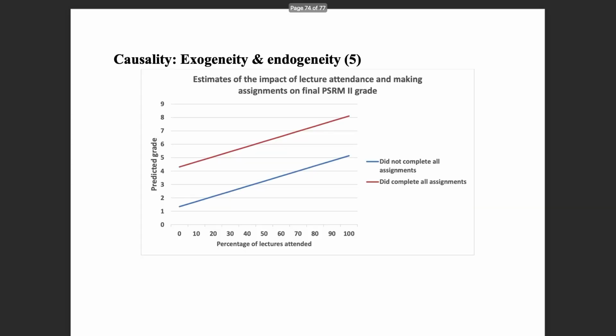So to close off on this, in the first lecture of the first week, in the introductory lecture, I showed you this graph. And I told you, well, this graph, where we have the predicted grade on the PSRM2 on the y-axis, and the percentage of lectures attended on the x-axis, and then I drew two different lines, the blue line for students that did not complete all the assignments, and the red line for the students that did include all the assignments.